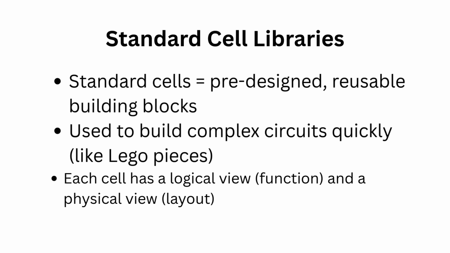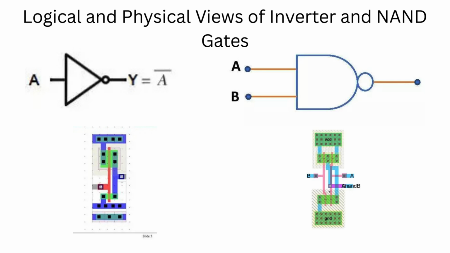In the final layout, cells are arranged in neat rows like bricks in a wall. This regularity makes the chip easier to route and optimize. These are the logical and physical views of inverter and NAND gates.